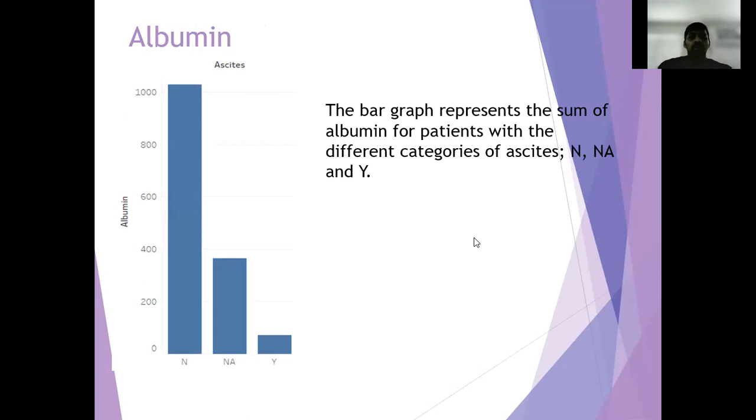This is the graph that represents the sum of albumin for the patients with the different categories like N, Na, and Y. The ascites category Y has the least levels of albumin, whereas the category N leads with more than half of the total albumin levels, as you see in the graph of this slide. So coming to the next slide.